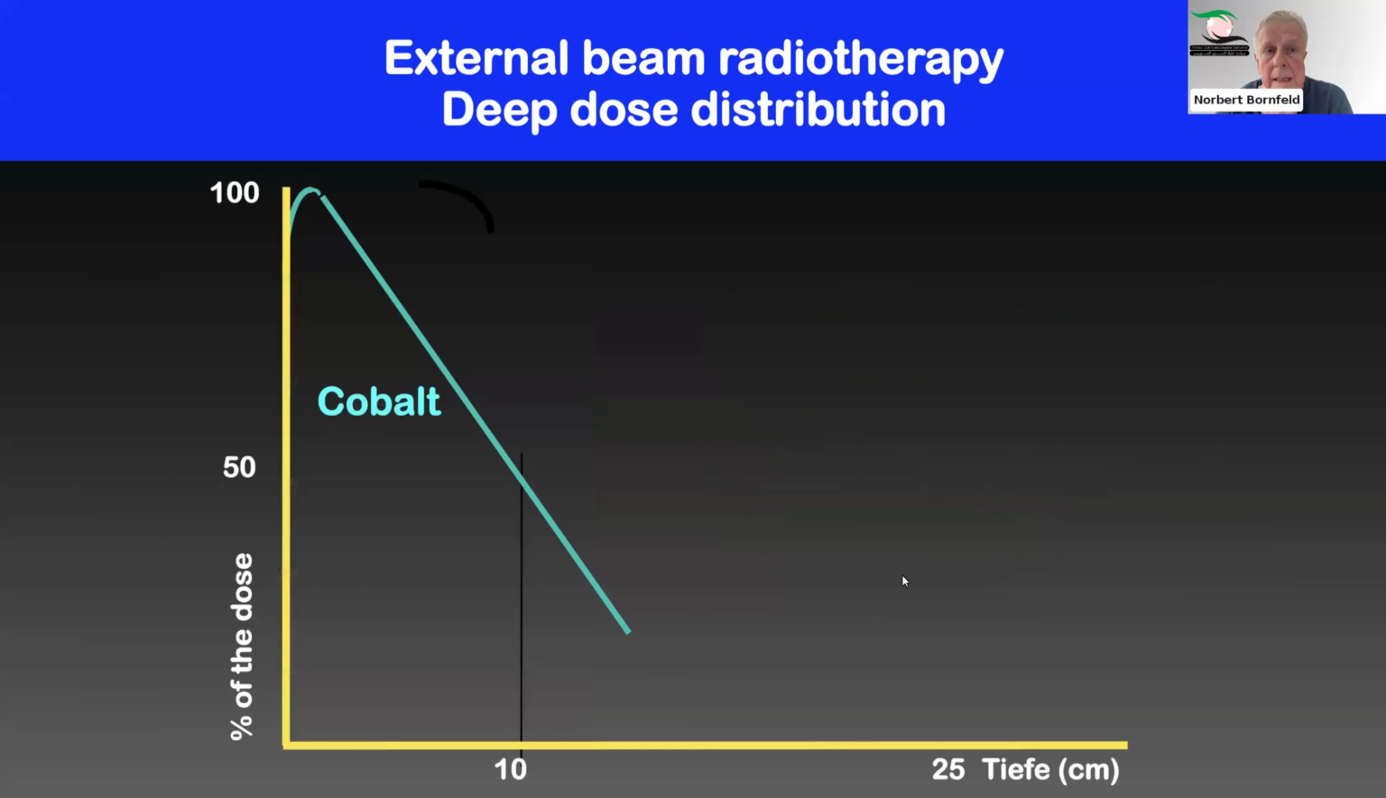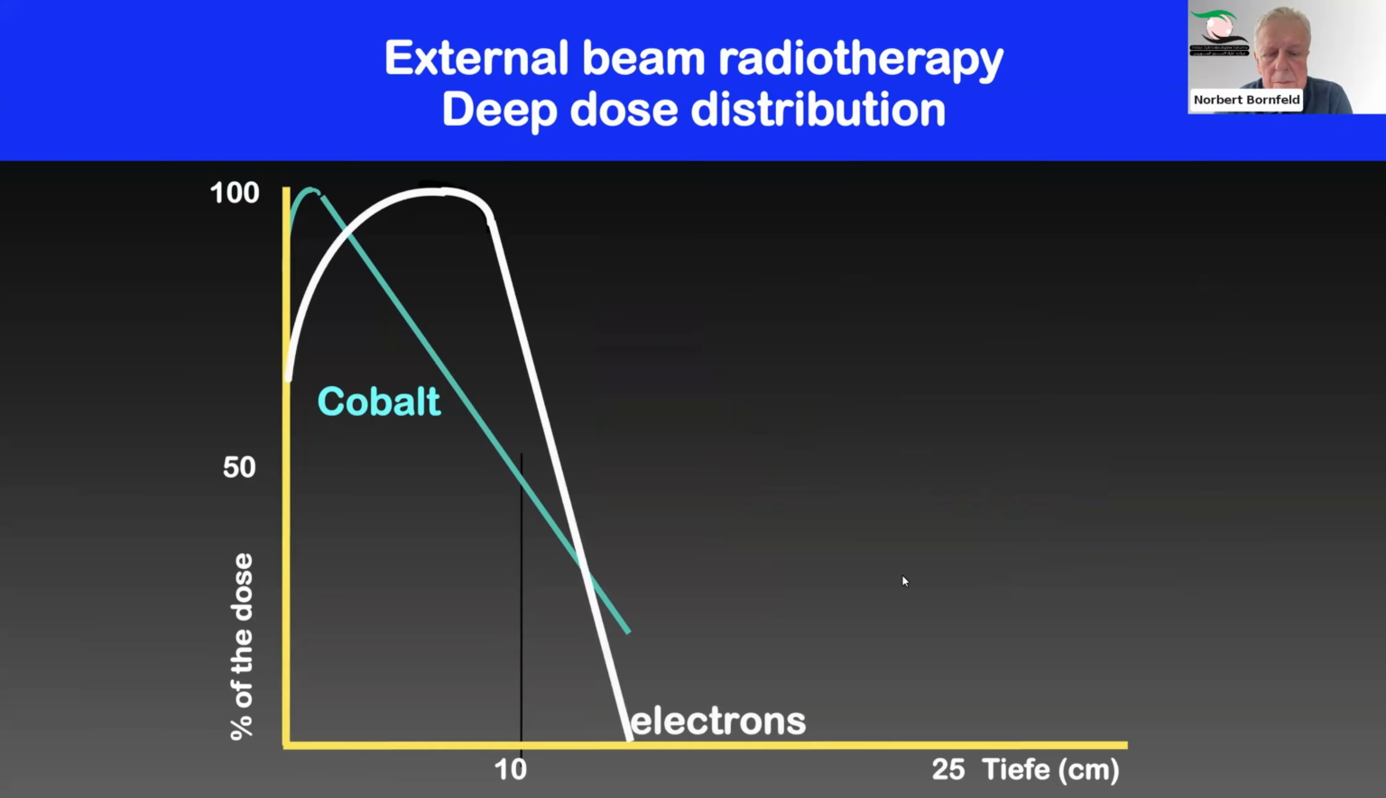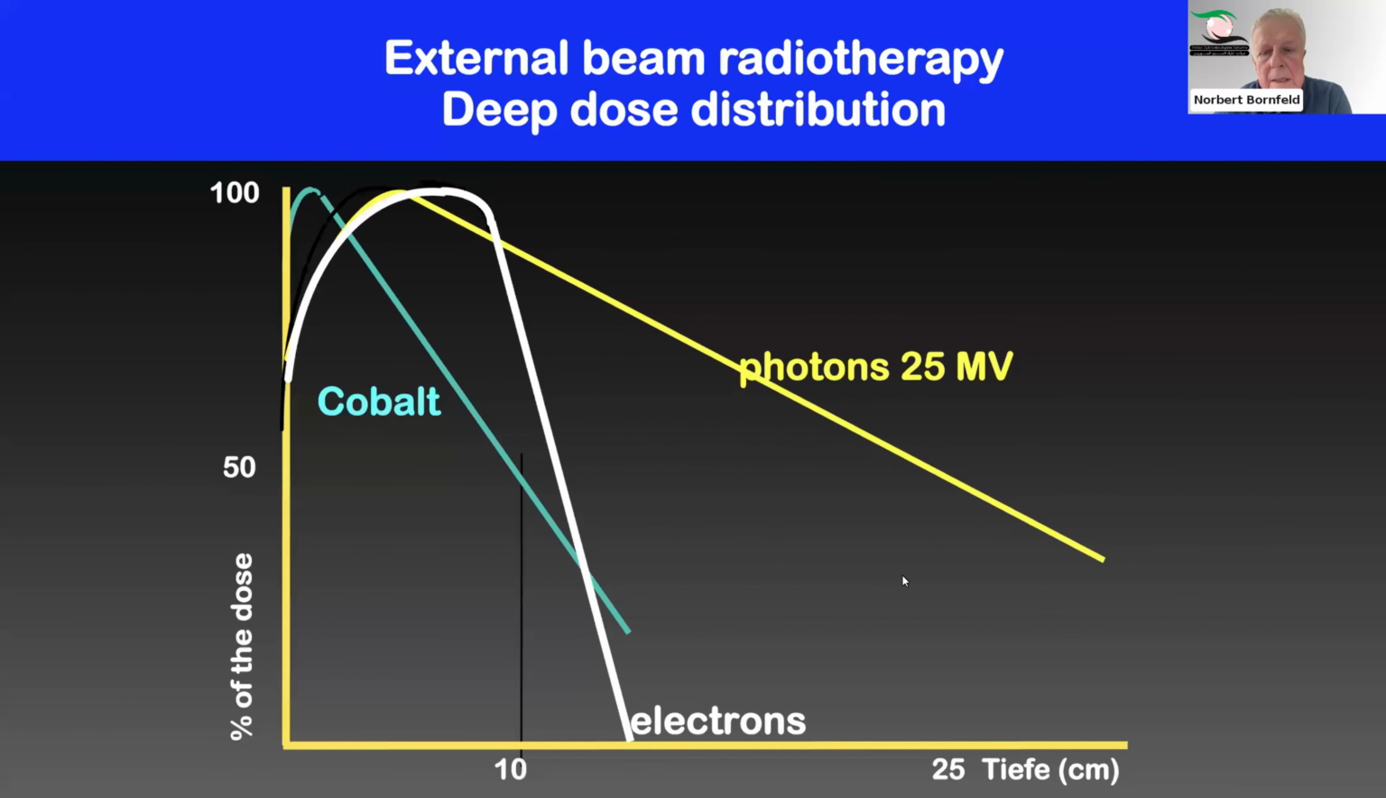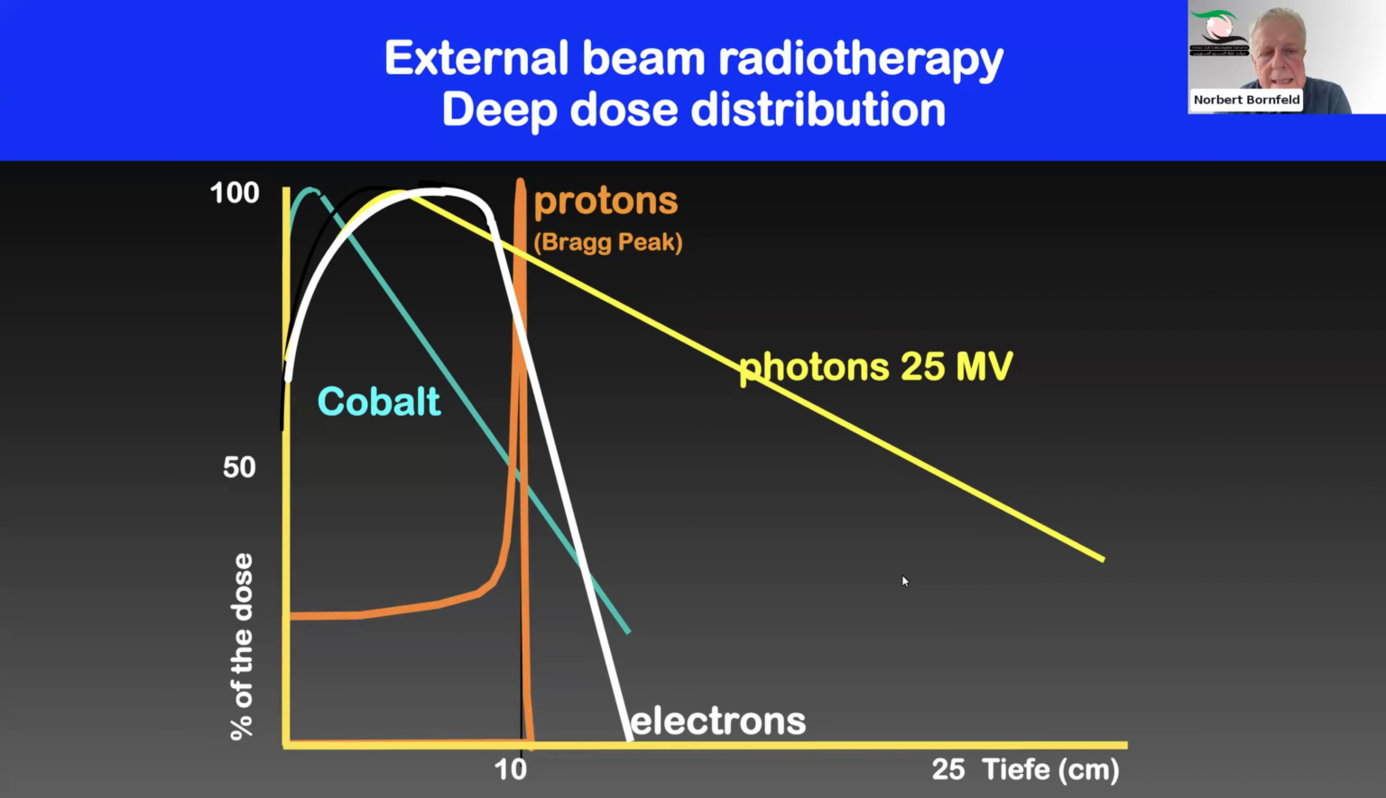The next radiation treatment you may use is external beam radiotherapy, and you're probably all aware of the difference in the depth dose distribution of the different radiation types. That is cobalt, these are electrons, these are photons, and that shows you what the advantage of protons is. Protons have what is called a Bragg peak.